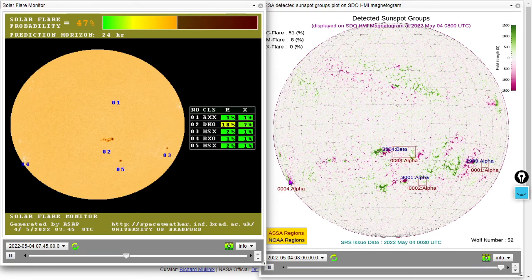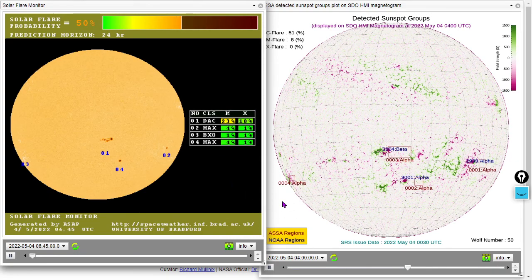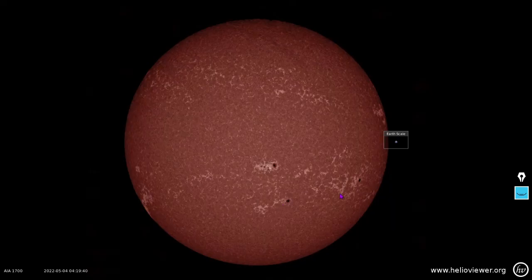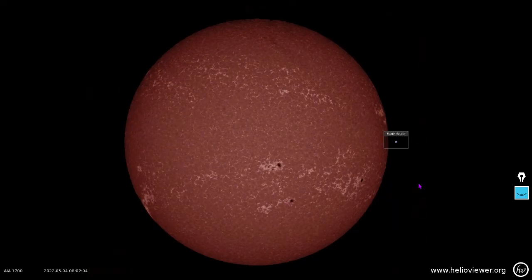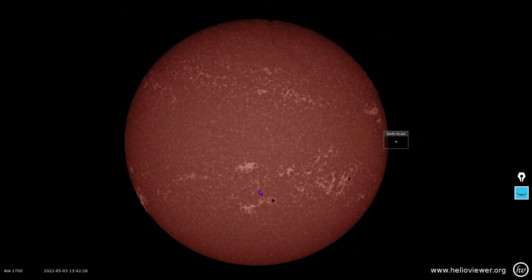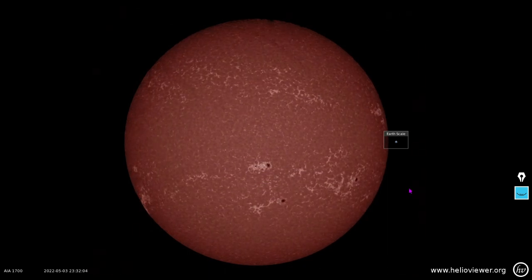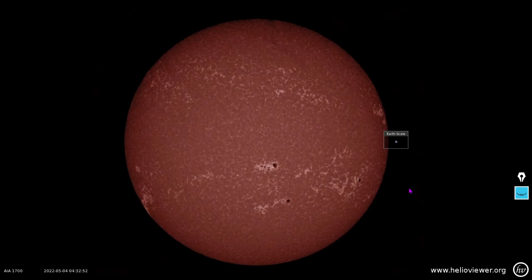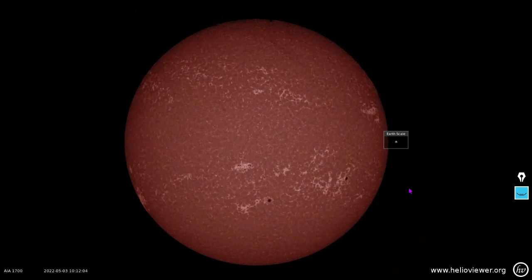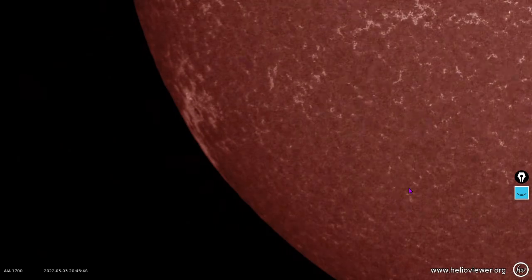And let's get to sunspots, especially sunspot 3006, which needs a name. It's been visible for well over 12 hours. And you can see the growth of sunspot 3004 here in this 1700 angstroms view. We've got some spectacular close-ups of sunspot 3006.